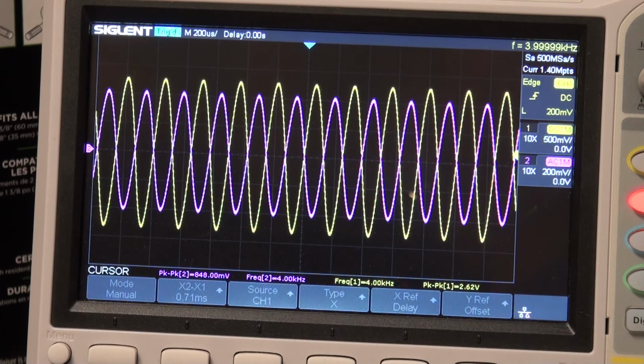So what ratio is that? 2.62 divided by 0.8. 3.3. So from 30 to 3.3 as the input level rises from 25 millivolts to 800 millivolts peak to peak. So it seems to be working fairly well.